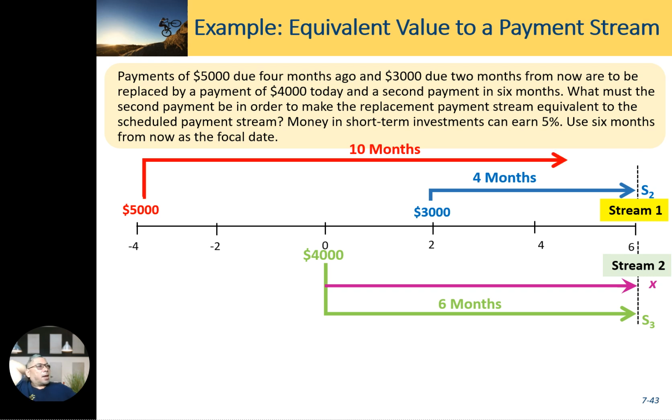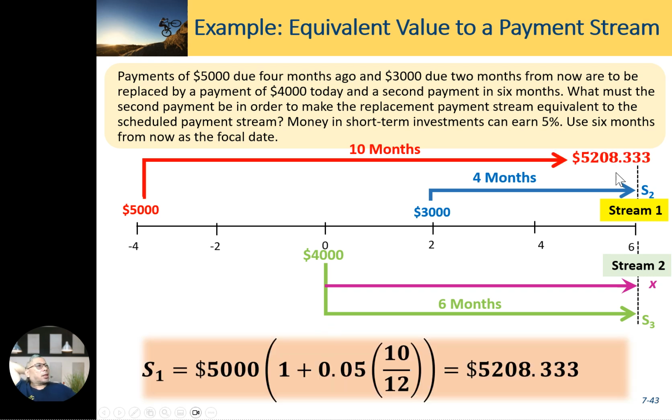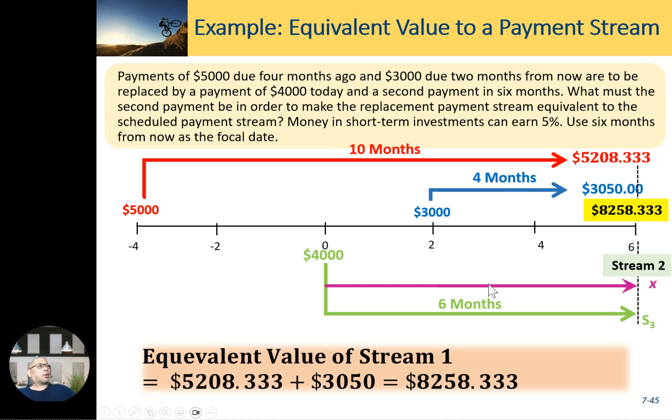Okay, and then you're going to calculate how you get this number. For 10 months, it's 5,208.33. How do you get this number? It's from here, S1. From S2, how do you get this number? 3,050. This is S2. Remember, we were looking at stream 1 first. Go back to stream 1: 5,208.33 and 3,050. Then the total for stream 1 will be the combination of 10 months and 4 months. You get 8,258.33 for the first stream.